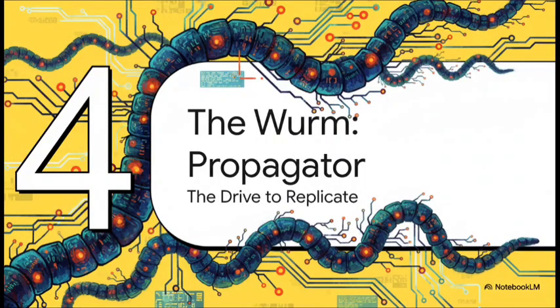Okay, but thinking and acting aren't quite enough for survival, are they? A digital organism also needs to be able to move and spread, and this system has a very clear drive to do just that. A function that's a lot like a worm, tunneling its way from one place to another.